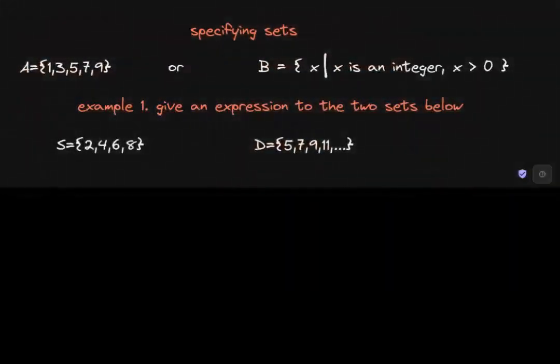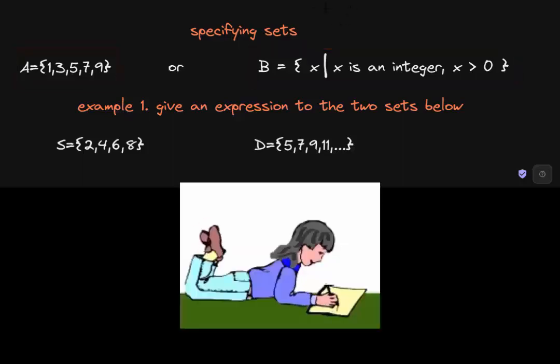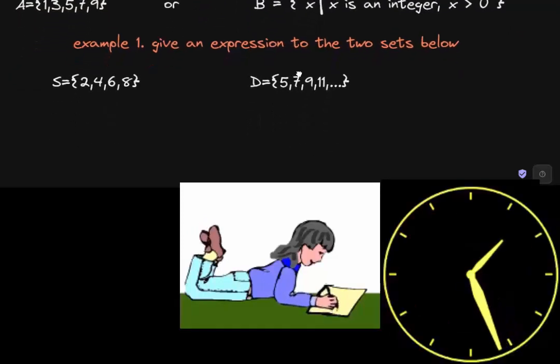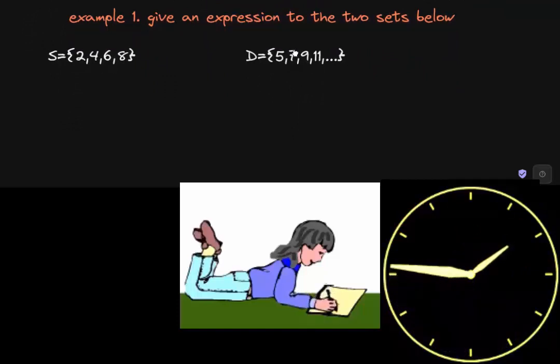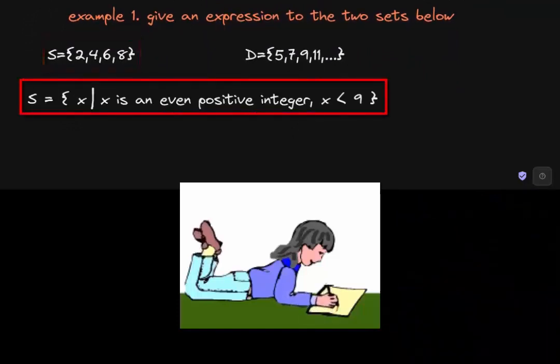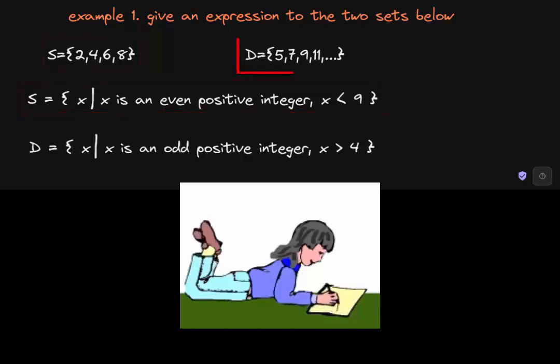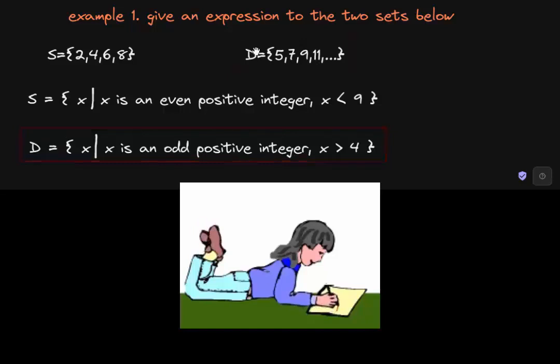There are two ways to specify a set. The first one is by naming its elements, and the second is by giving a math expression. Now, on a piece of paper, let's write an expression for each of these sets. The S set will hold all even positive integers less than 9. And the second set contains every odd integer greater than 4.